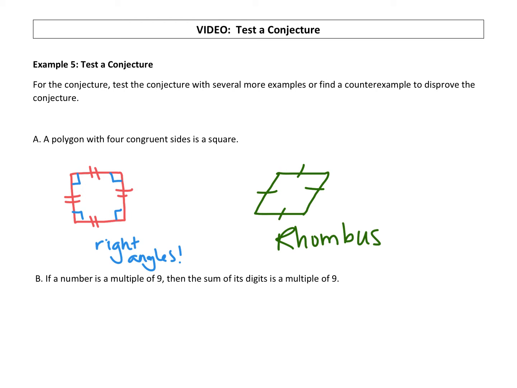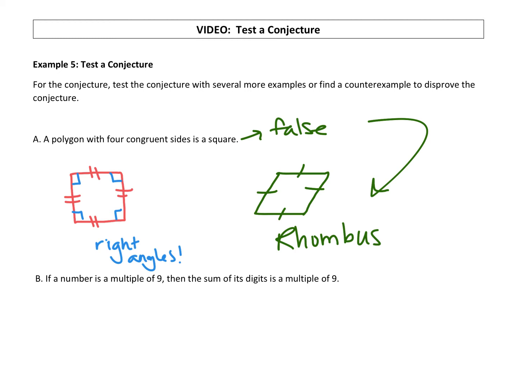So we found an example that supported the conjecture, but as soon as we come up with an example that is a counterexample, it proves it false, it disproves it, this conjecture is not true. This conjecture is false because we found a counterexample.